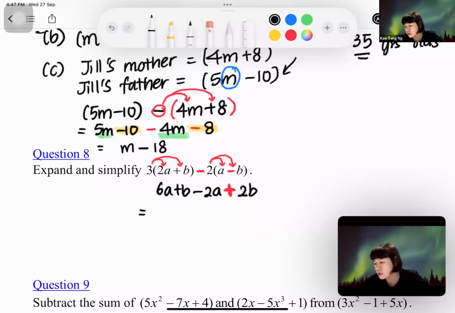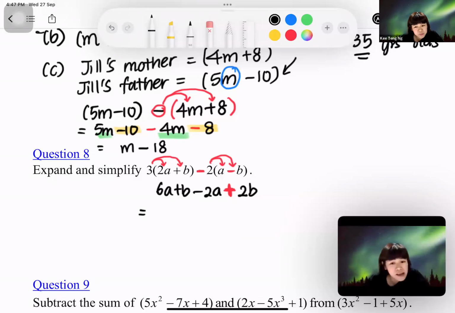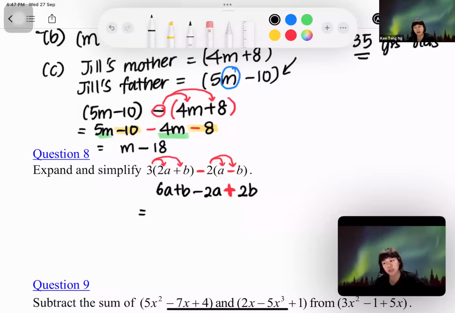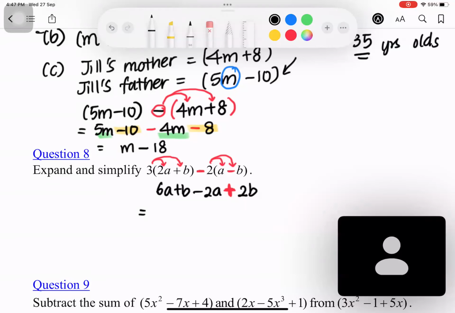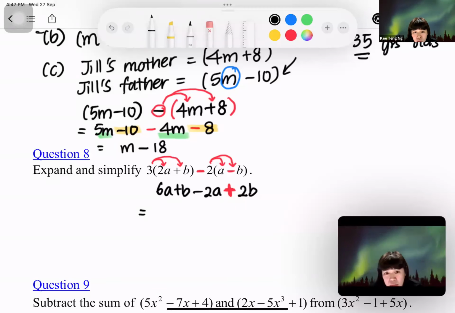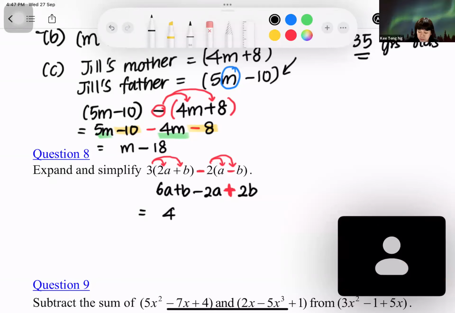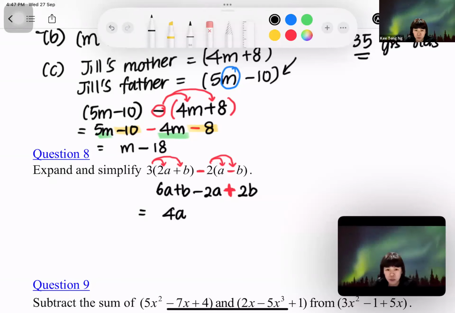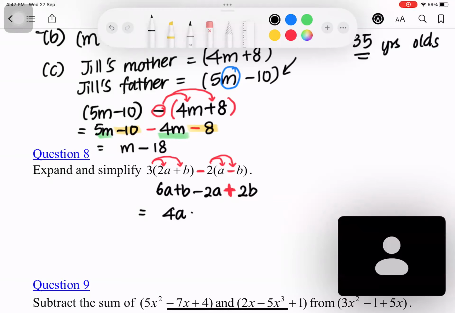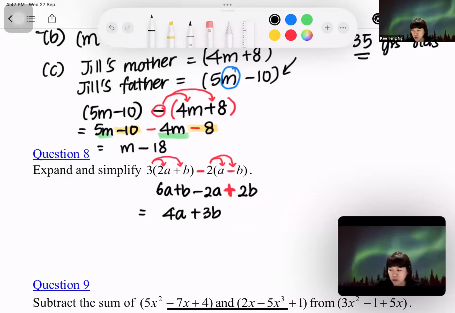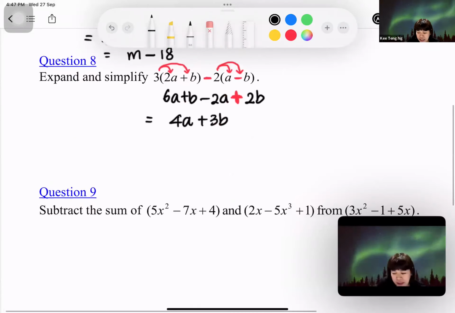Then next person after, Hazwan. At least Rian responds to me. Hazwan, yes, simplify this for me, finally. 6a minus 2a, how many? 4a. Then the b plus b plus 2b, 3b. Okay, correct? Okay, next question.